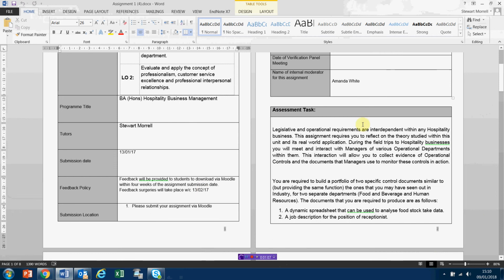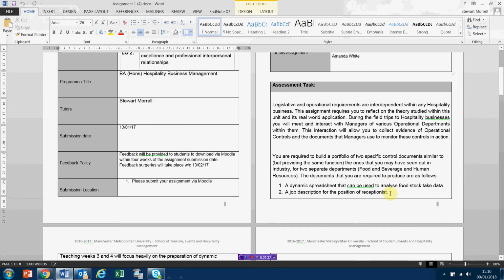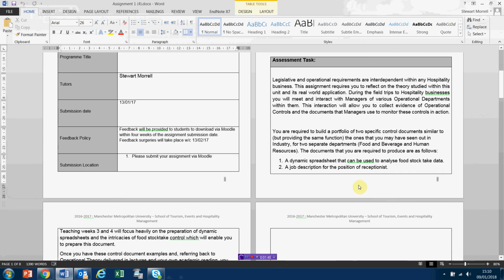Okay, so my mouse is hovering here over the assessment task. This tells you exactly what you want to do. There's a brief introduction about why we use legislative and operational controls, and then the second paragraph starts by telling you exactly what you need to do. First thing you need to do is produce a portfolio of 2 specific control documents. Now, these are the documents that we've already discussed and spent some time on in class.